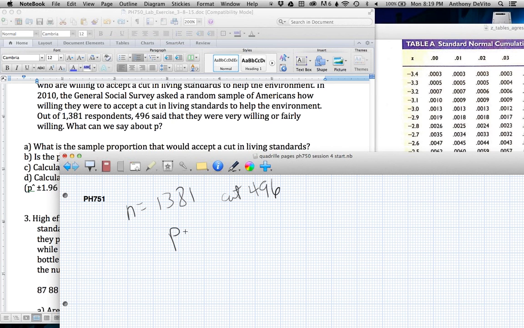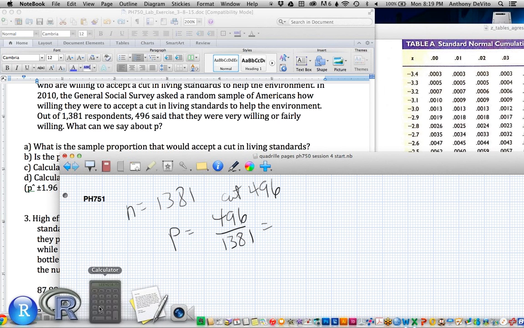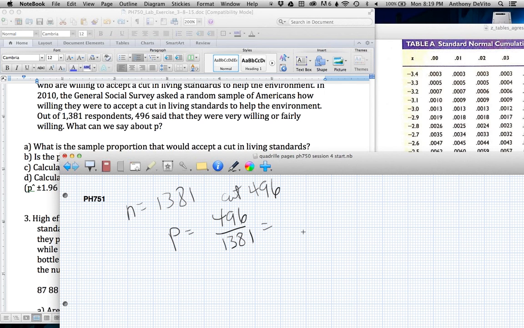So what's P? What proportion of the population is willing to take a salary cut? 496 divided by 1,381. Okay, so what does that come out to? Do you want to do the calculation for me, or should I get my calculator out? 33%? 36%? Okay, 0.36.